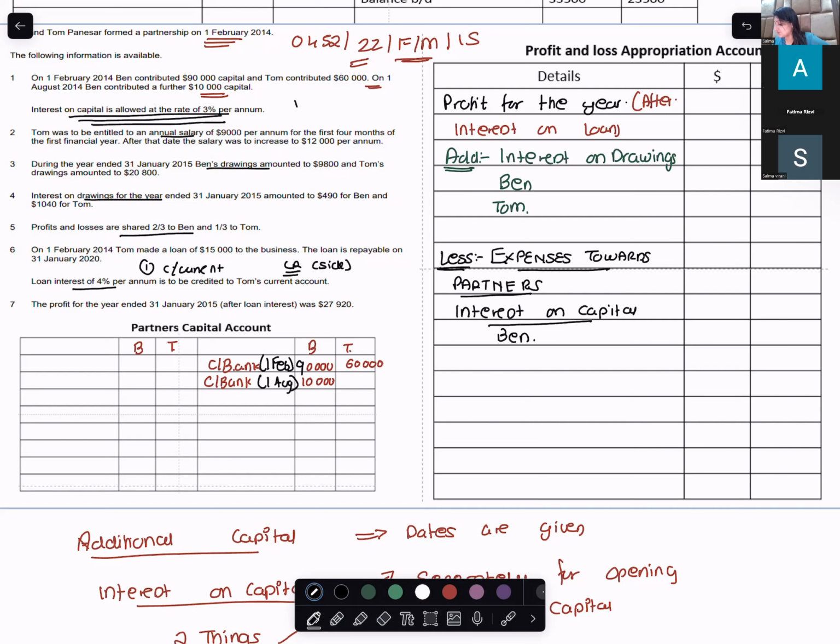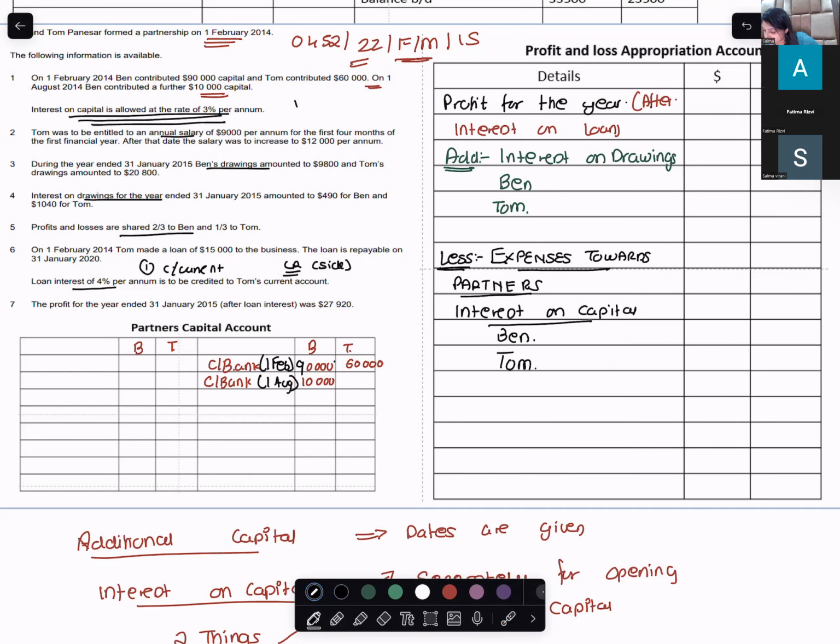Now, if you see, Ben has opening capital also, and it has additional capital also. Are you with me? Yes, miss. So there will be interest on capital on the opening capital separately, additional capital separately. So we'll add both of them. That we will do in the working note. Okay. So there is interest on capital for Ben and Tom.